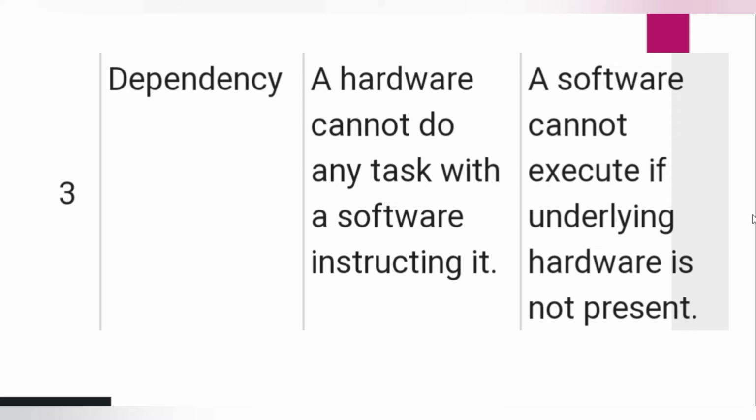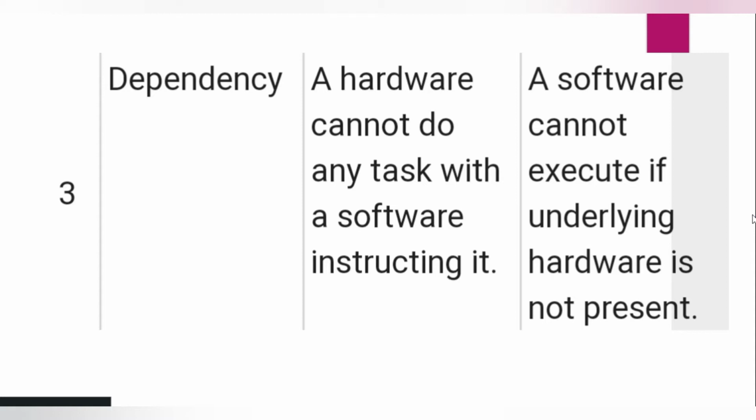Now dependency about software. Software cannot execute if the underlying hardware is not present. If there is no hardware, there will be no software. If there is hardware, then hardware is of no use without software, because software is as important as hardware. Software will also not work if hardware is not there. So both components of the computer system are important, and both depend upon each other.